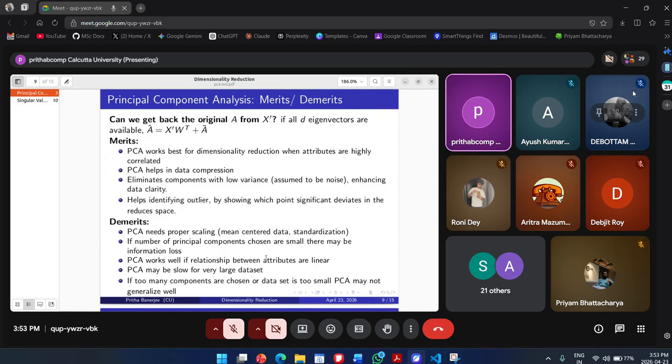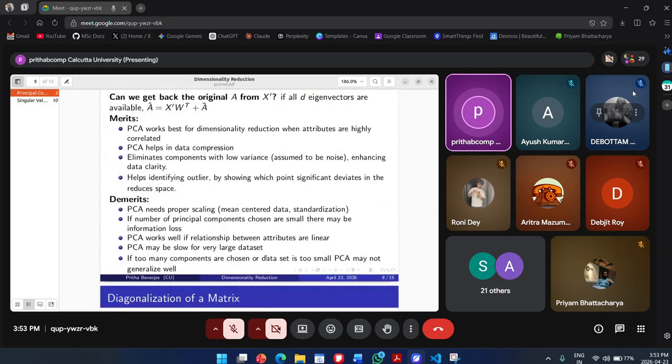So one point is, can we get back to the original matrix A from this transformed matrix? X dashed is the transformed matrix, the data after mapping it to the new coordinate system of the principal components. Now, if all D eigenvectors are available, then obviously you can apply a reverse transformation, and you will get back A cap equal to X dash W^T plus A bar.